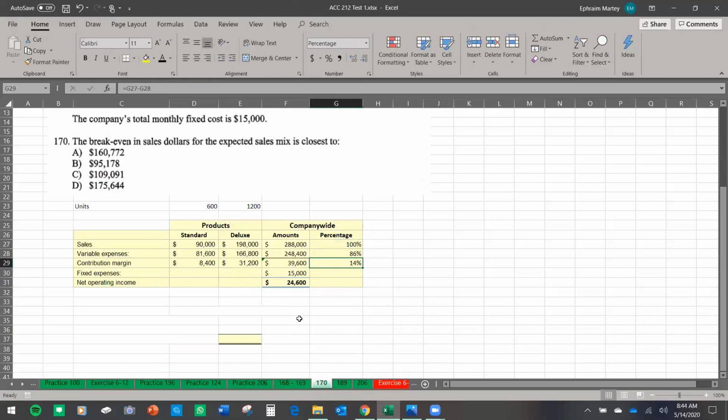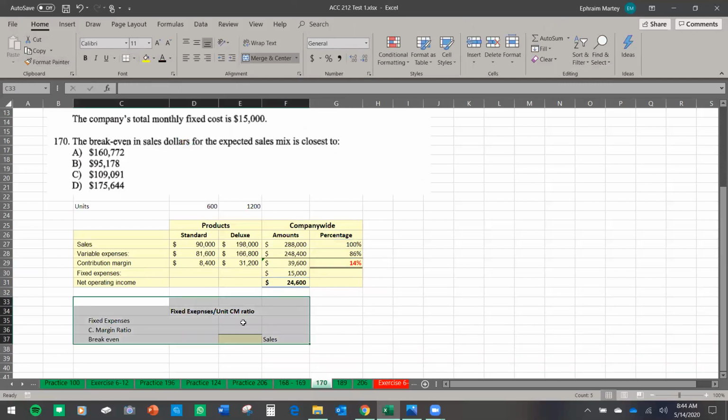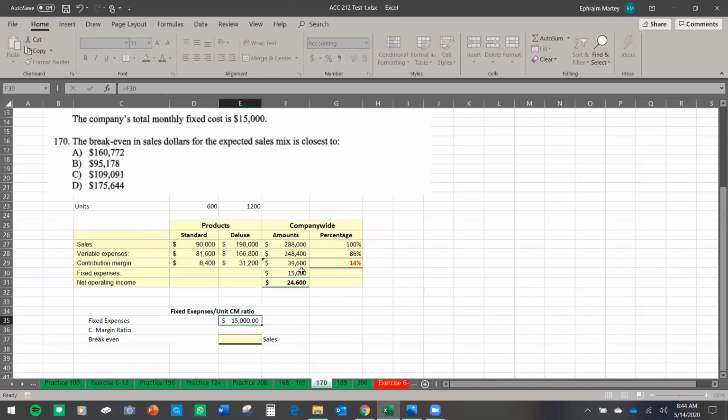We know break-even point is fixed expenses divided by unit CM, and in this case we use the CM ratio, 14%. Let's reveal it and see what we have here. Our fixed expense is 15,000. We put it there. Our CM ratio is 14%. So we divide those two, this divided by that, and that gives us 10,909. Which one is the closest? That is C, 10,901. So C is the answer because that one is the closest.